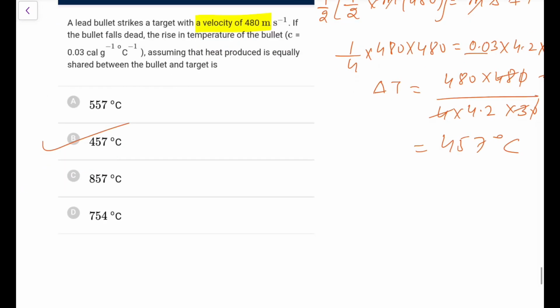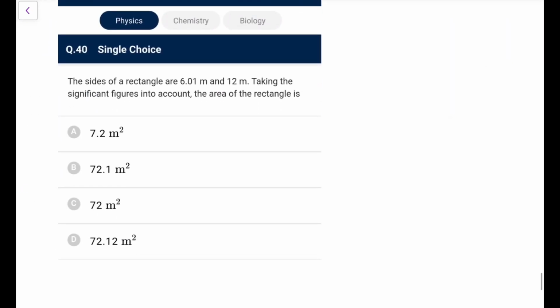So you need not calculate everything, you can use your mind. Next, the sides of a rectangle are this and this, taking the significant figures. So this has 3 figures, this has 2 figures, the final answer will be in 2 figures, go for C, that's an easy one.